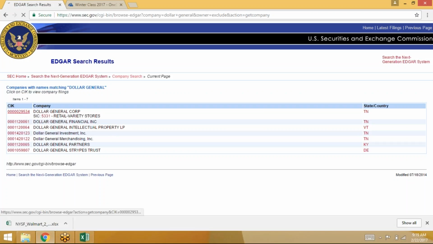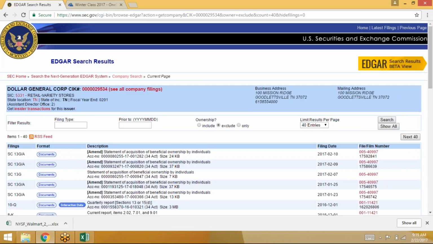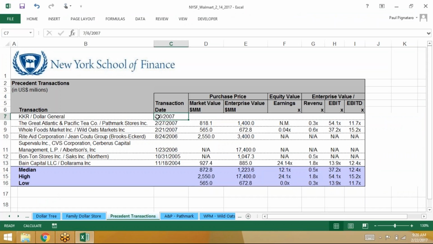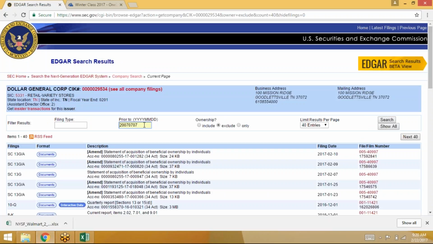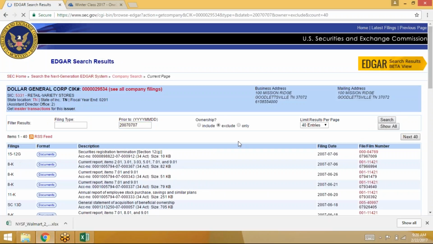Here's the Dollar General. I know this is the public company because there's an SIC code attached to it. And okay, they must have been brought back into the market because here's 2017. They must have been re-released into the market. I don't know how they're doing. But you want to search prior to the announcement date, which was July 2007. So I'm going to search prior to that date to see what documents were available.